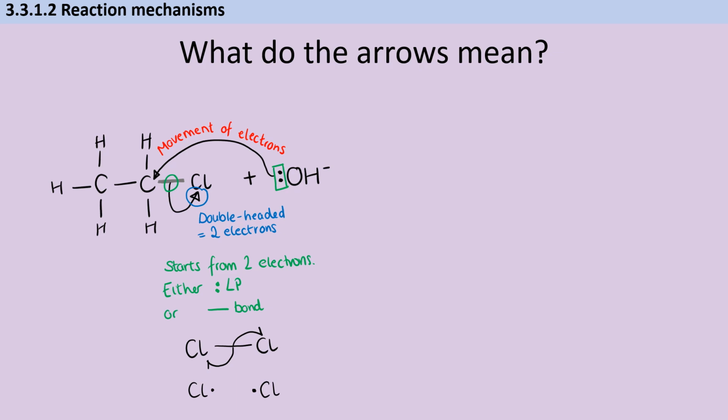So whatever the arrow is that you're drawing, it's always going to be starting from a pair of electrons. It's not going to start from an atom. That's a really common mistake that we see people making.